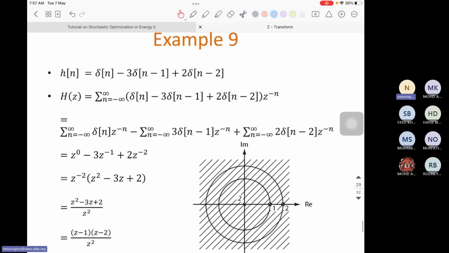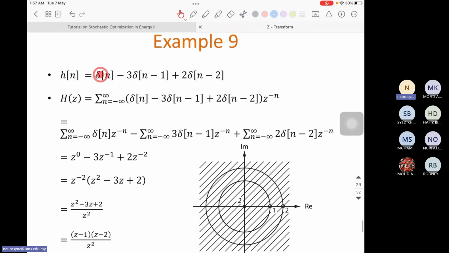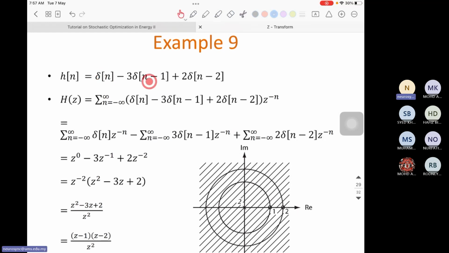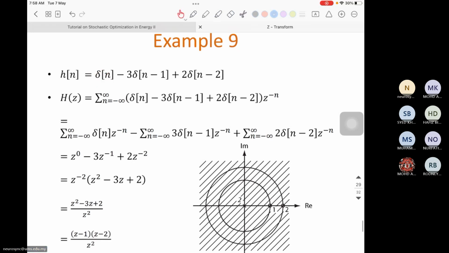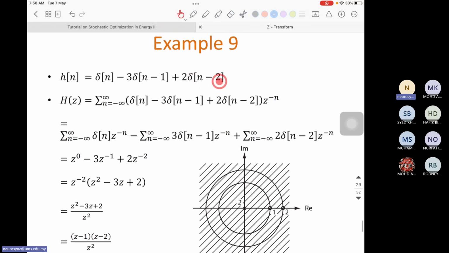Okay. Now, suppose h of n is like this. This is the delta function. For this, delta only exists at n equal to 0. If I have this delayed delta, delta n minus 1, then this delta will exist at n equal to 1. Okay, please understand this. Delta will exist at n equal to 0, so the value is equal to 1 at n equal to 0. For delta n minus 1, this will exist only at n equal to 1. For this, it will exist only at n equal to 2.